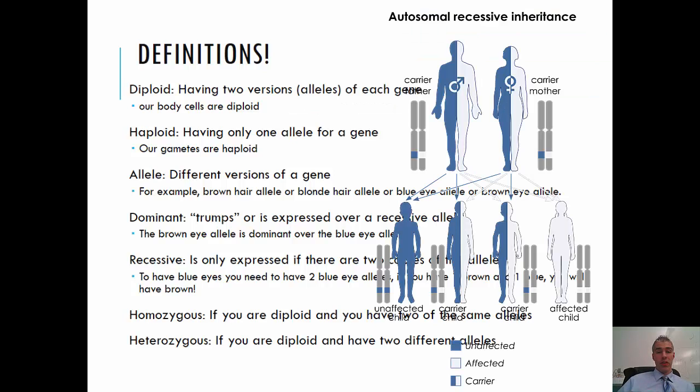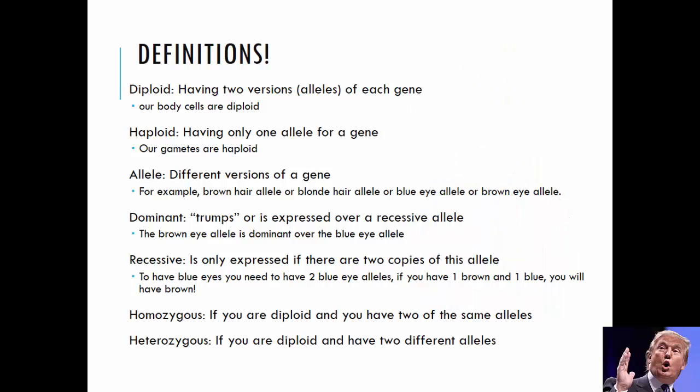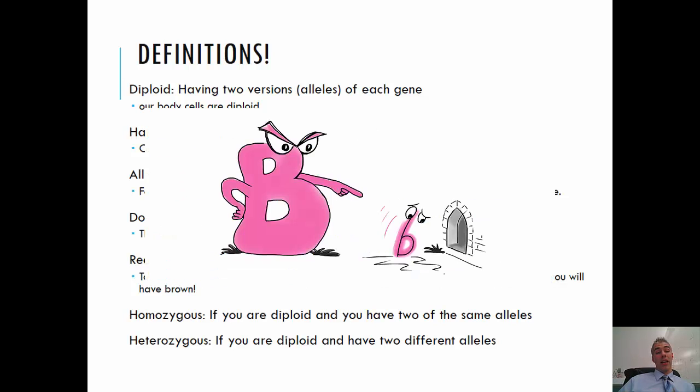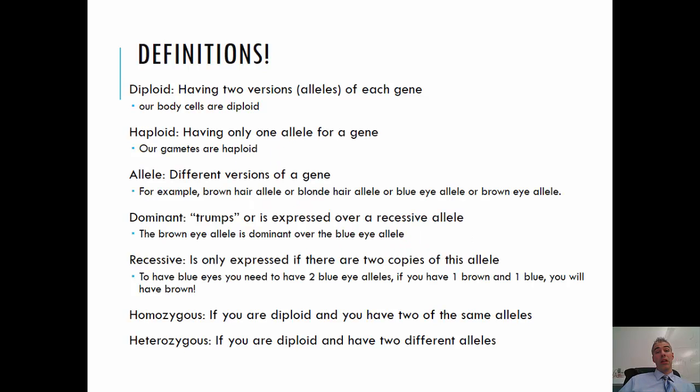An allele is a different version of the gene. Remember, we just talked about that. Okay, so dominant alleles will trump or they're expressed over recessive alleles. So they tend to be shown more often than recessive alleles are. And if you have one dominant allele, it's always going to show over the recessive one. A recessive is only expressed if there's two copies of that recessive allele. So if you have, for example, a brown allele and a blue allele, you're going to see brown eyes because brown is dominant to blue. But if you have a blue allele and a blue allele, which are both recessive, you will express the blue eyes.